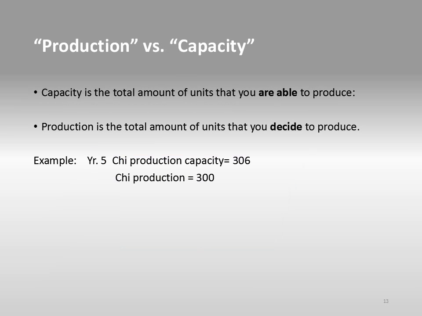Production versus capacity. Capacity is the total amount of units that you're able to produce. Production is the total amount of units that you decide to produce. So for example, in year 5, the capacity of chi was 306, but the people before you decided to produce 300 units.